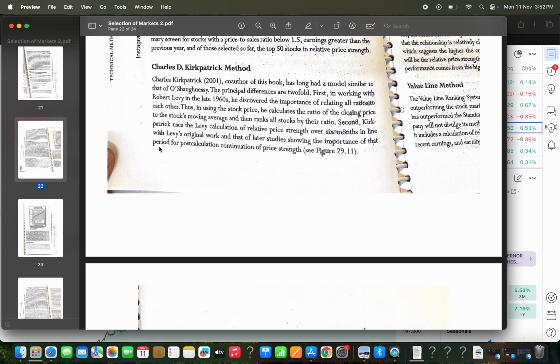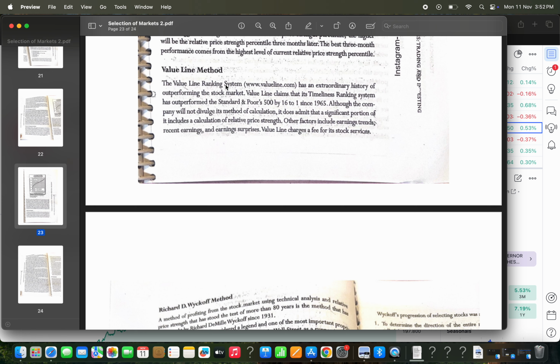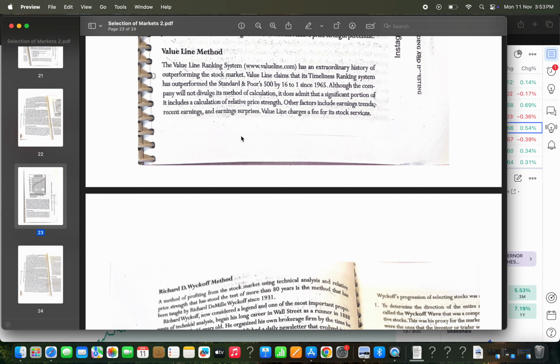Alright, now we come to the Value Line method. Now, what is the Value Line method? The Value Line ranking system has an extraordinary history of outperforming the market. Value Line claims that its timeless ranking system has outperformed the S&P. Although the company will not divulge its method of calculation, it does admit that a significant portion of it includes a calculation of the relative price strength.